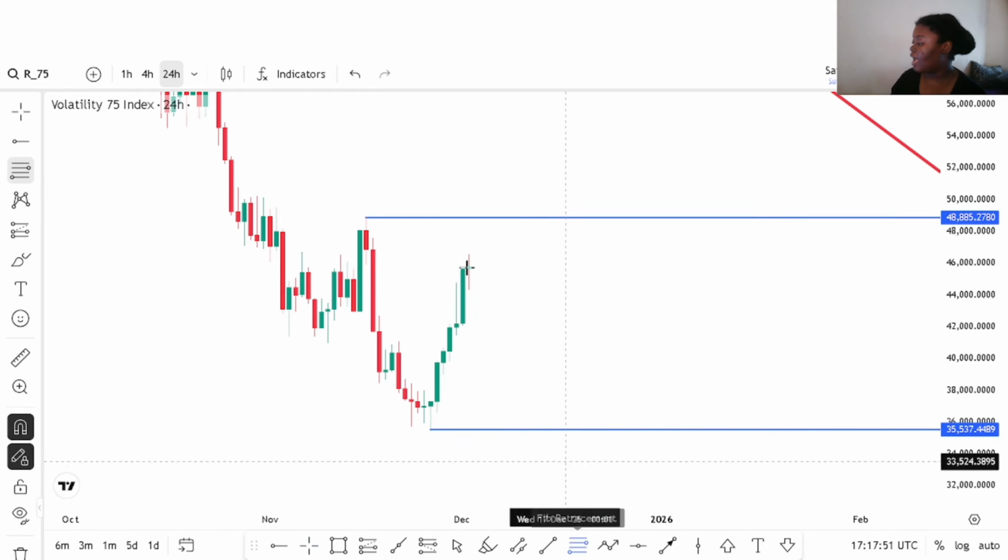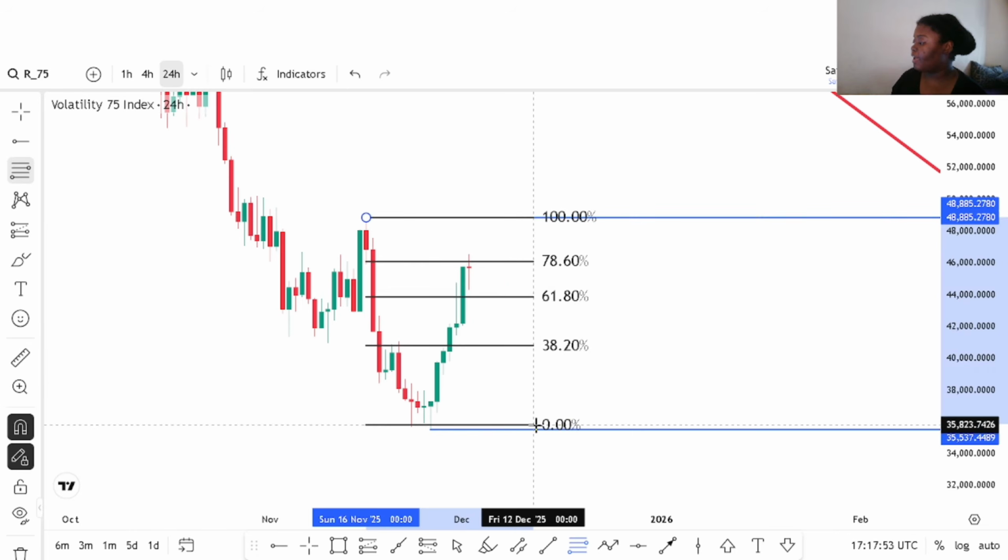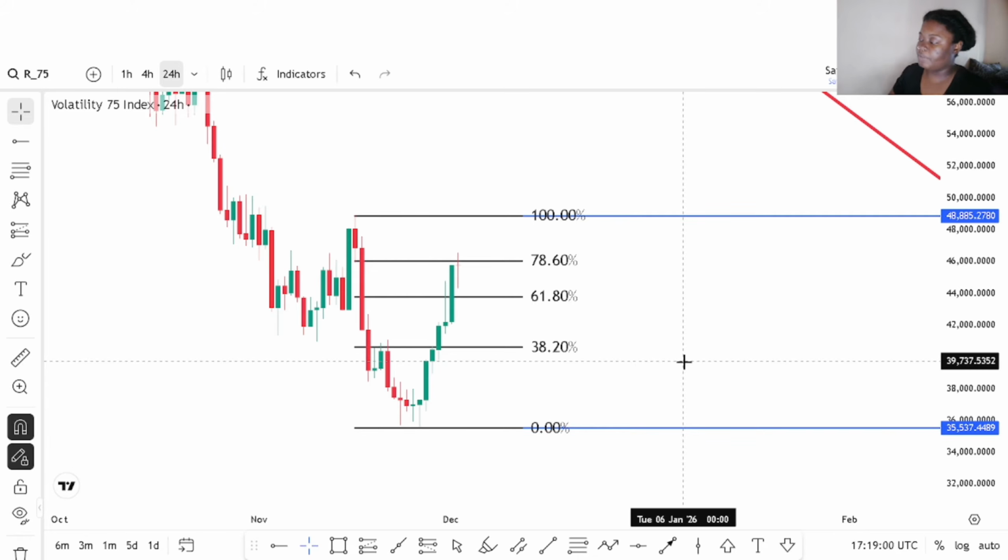Also, I come in with my Fibonacci retracement tool. Levels that I use on the Fib are 38, 61, and 78. I look for confluences around these levels to tell me where the market is going, to know whether to go for trend continuation.